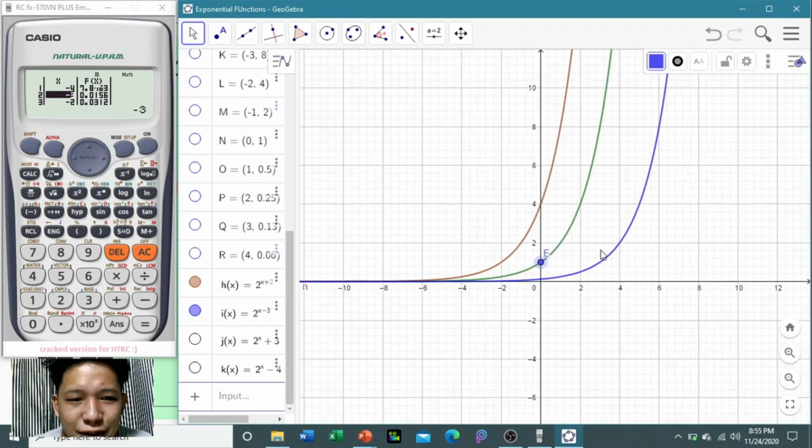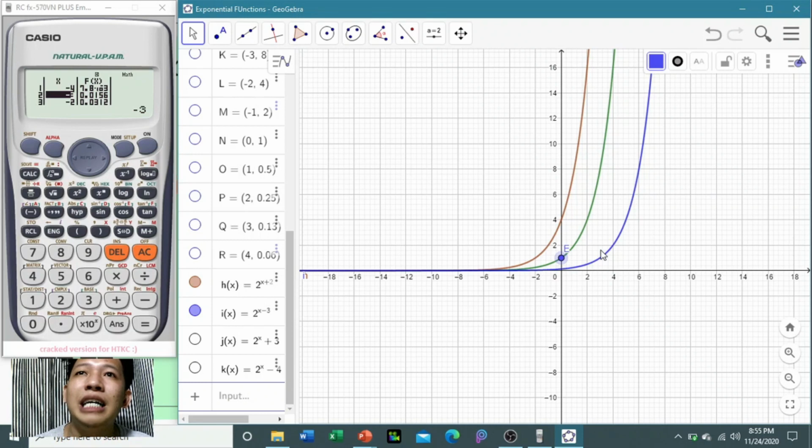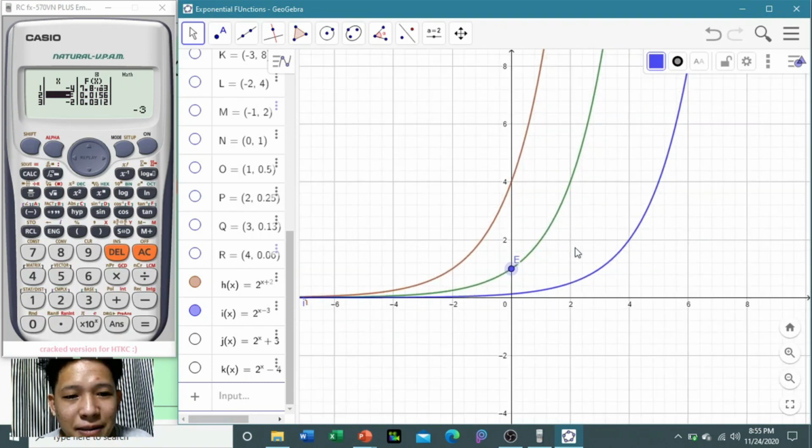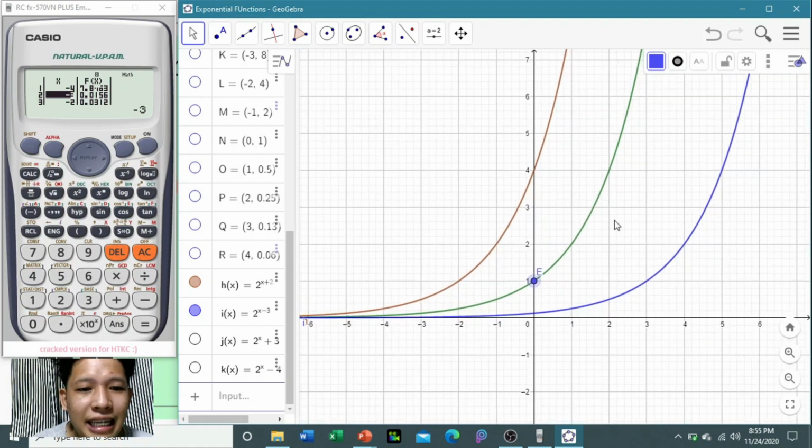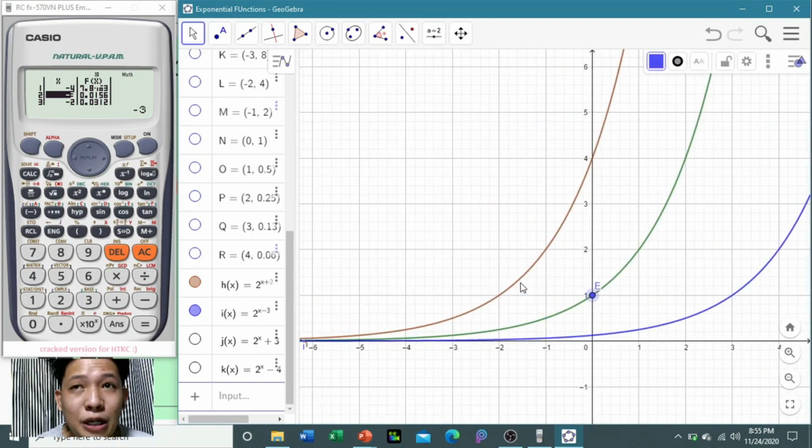Okay? Still, our domain is a set of real numbers. Still, our range should be from 0 to positive infinity. Kung mapapansin po ninyo dito sa ating graph. And then our horizontal asymptote would still be at y equals 0 or the x-axis, and there would still be no vertical asymptote. But ang mangyayari na lang po is, or ang maiiba na lang would be our y-intercept.